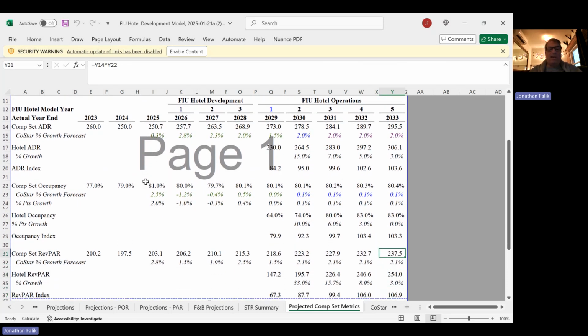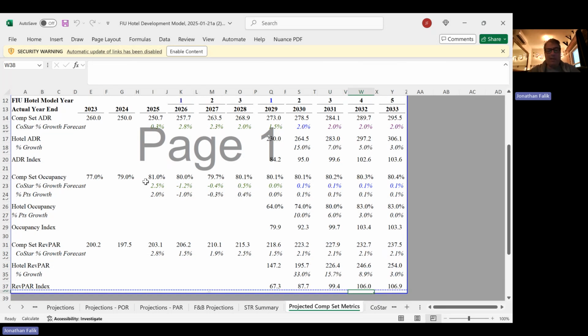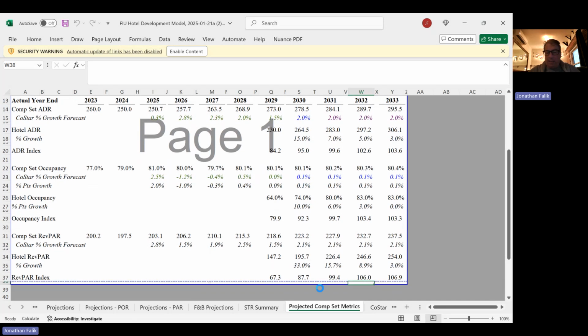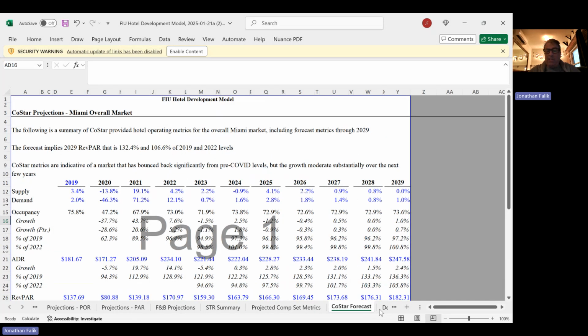Right, RevPAR is just the occupancy times the ADR. So we start out at 67.3% in year one of operations here because we're not stabilized. By year three, we're pretty much on par with the comp set at 99.4%. And in year 4 and 5, we exceed it. I don't know why this formatting is happening, kind of funny. Okay, so that's an important page.